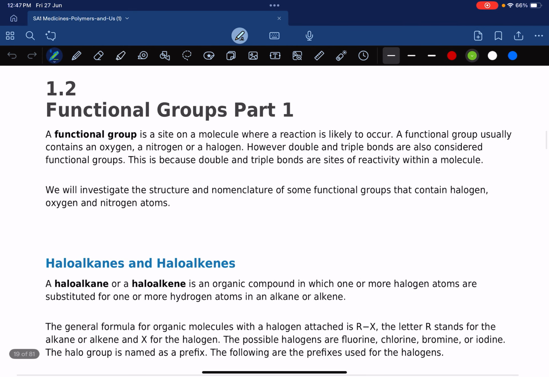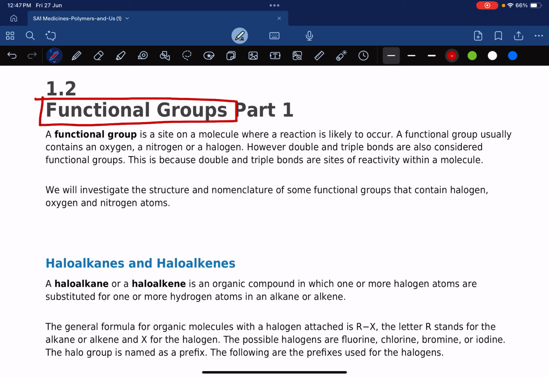All right, people. So we're going to be moving to the next part. It says functional group part 1. So this will take us through page 14 all the way to page 17. That's where it will be.